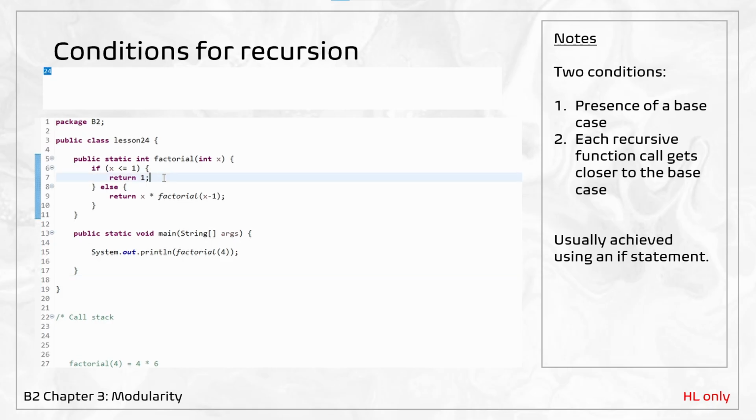Secondly, you must ensure that when you recursively call the function, the new parameter gets closer to the base case each iteration. In the factorial function, every time the function was called, the number got closer and closer to 1. So factorial 4 went to factorial 3, went to factorial 2, and factorial 1, which then got to the base case. These two conditions ensure that the recursion doesn't go on indefinitely.